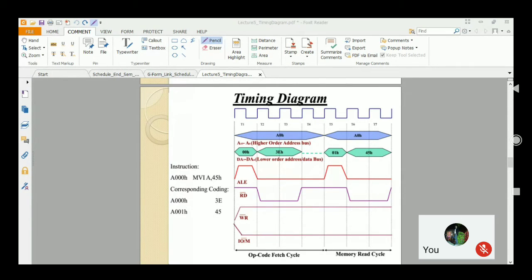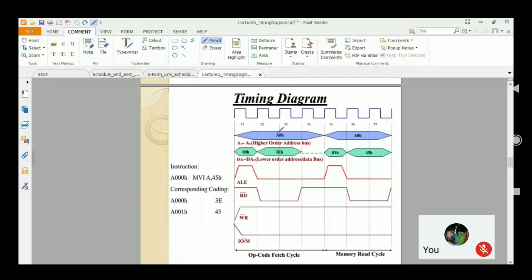Sir. Okay. Sir, one question. Why are more clock cycles required for loading the higher order address bus? Actually, that is your first question. Yes. Okay.